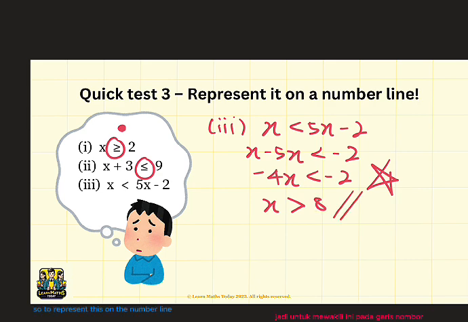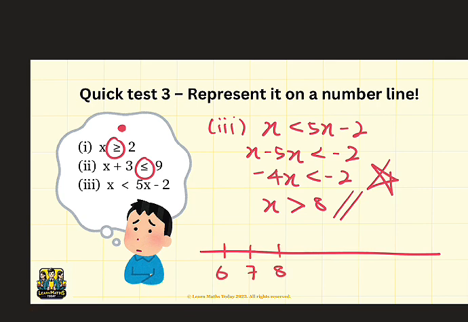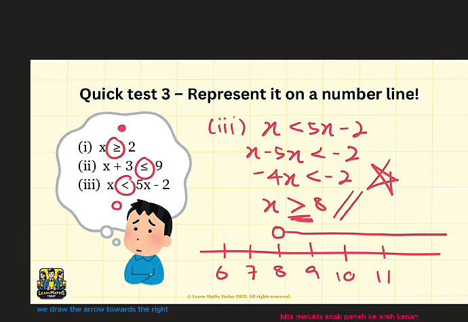So to represent this on the number line, we can start by writing out the numbers. And since this one doesn't have the line below, we'll represent it with an open dot over here above 8. And since the final answer shows the arrow pointing towards the right, we draw the arrow towards the right. There we have our final number line.